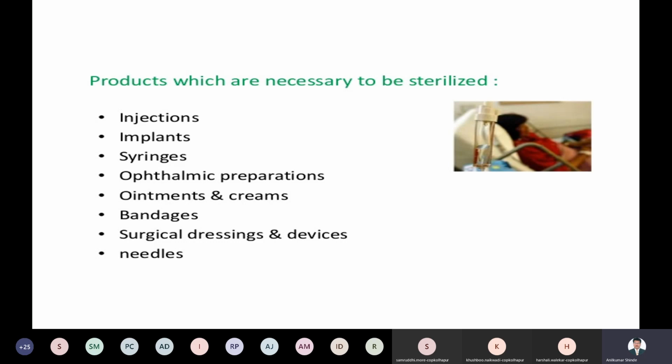the drug goes directly into the venous system, the circulation system, and immediately gives the effect. So if the preparation is contaminated, it will immediately increase your body temperature, and many complications may be added. That's why injections should be free from bacteria.